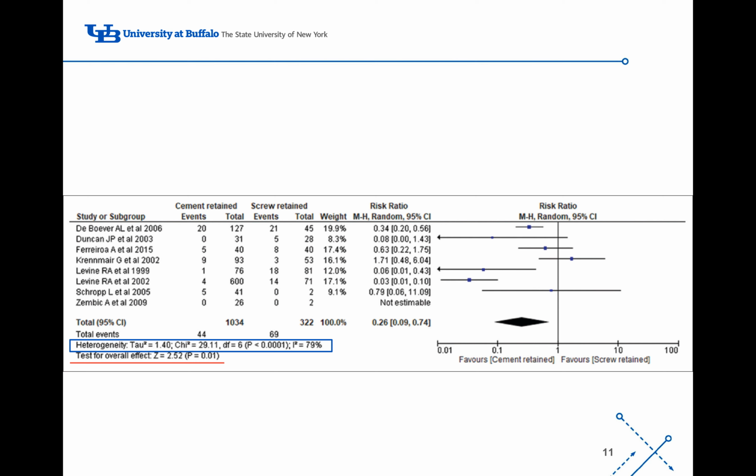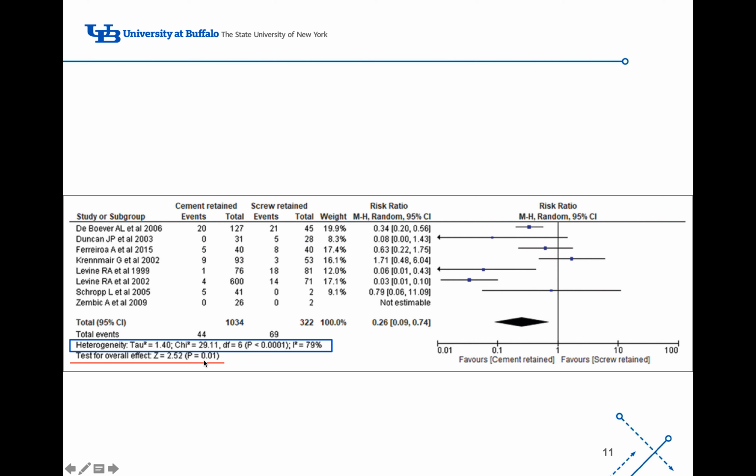Now we can immediately tell that our results are statistically significant for the retention of cement-retained crowns, since the edges of the black diamond do not cross the line of no effect. Since these edges do not cross the line of no effect, when we look over at our p-value, we should expect a number below 0.05. This is true because the p-value for the meta-analysis is 0.0.